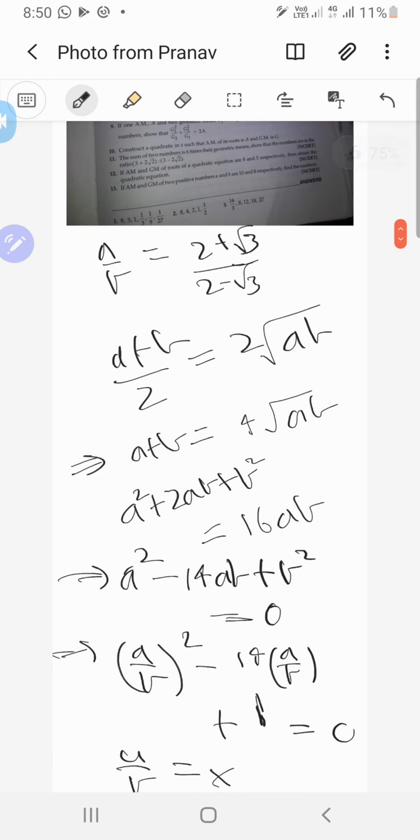If 2 geometric means g1 and g2 are inserted between any two positive numbers, show that g1 squared upon g2 plus g2 squared upon g1 is equal to 2 times a. Fine, so suppose you have a, you have g1, you have g2, and you have b. This is going to be a geometric series. Then we have to show this 2 times a, that's just going to be a plus b, no problem.